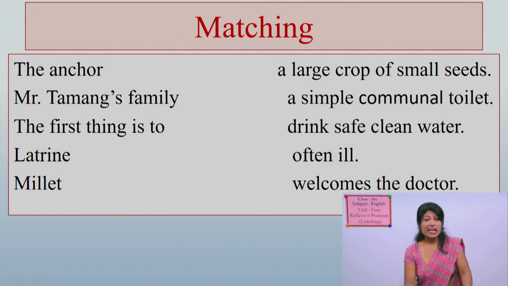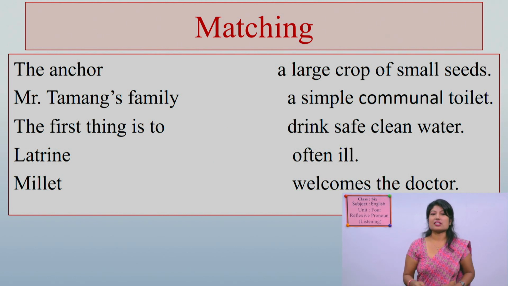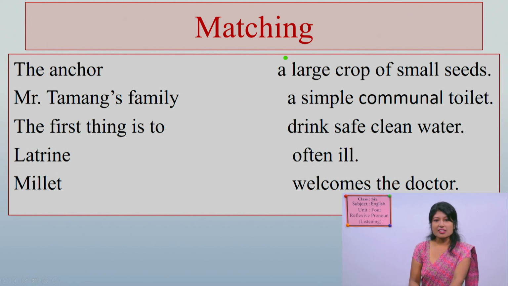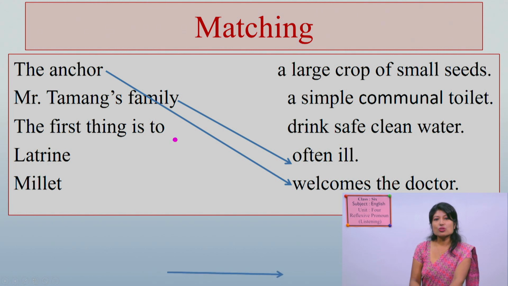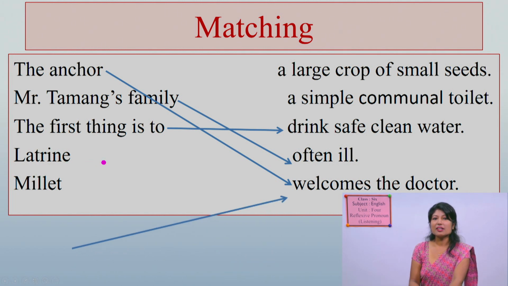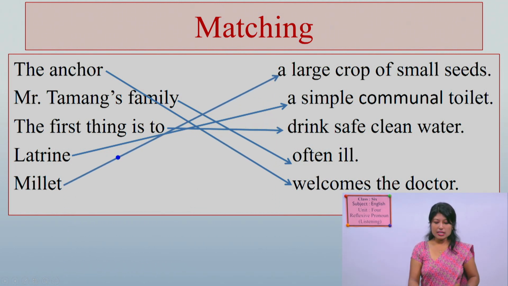Okay, so you have listened once again to the audio and you must have found the answers. Have you found the answers? Yes, you have found the answers. Now let's match it. Okay, so what is the anchor? The anchor welcomes the doctor. Mr. Tamang's family is often ill. The first thing is to drink safe clean water. Latrine means a simple communal toilet and millet is a large crop of small seeds.